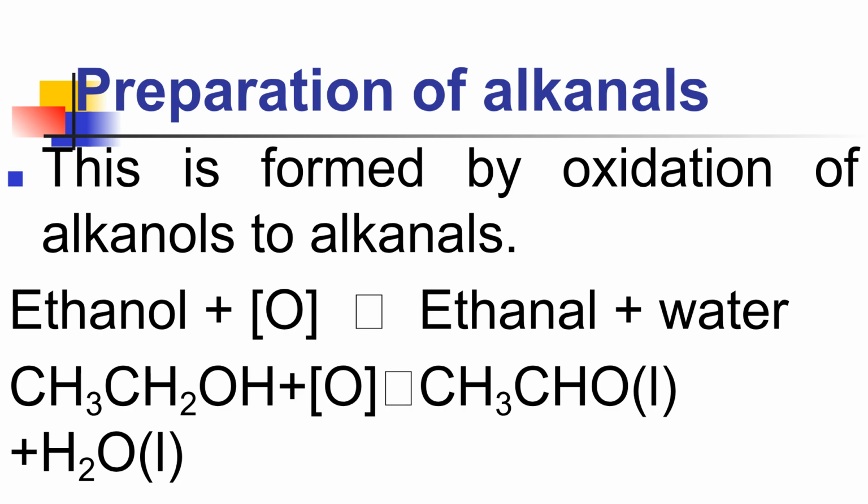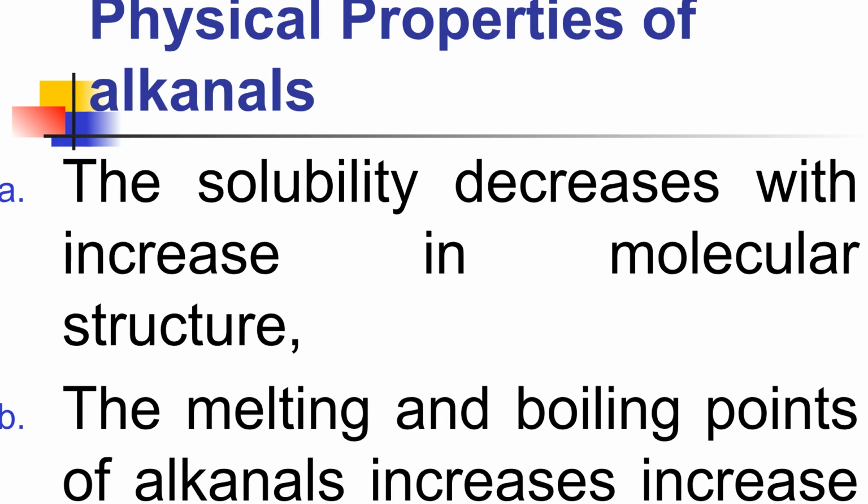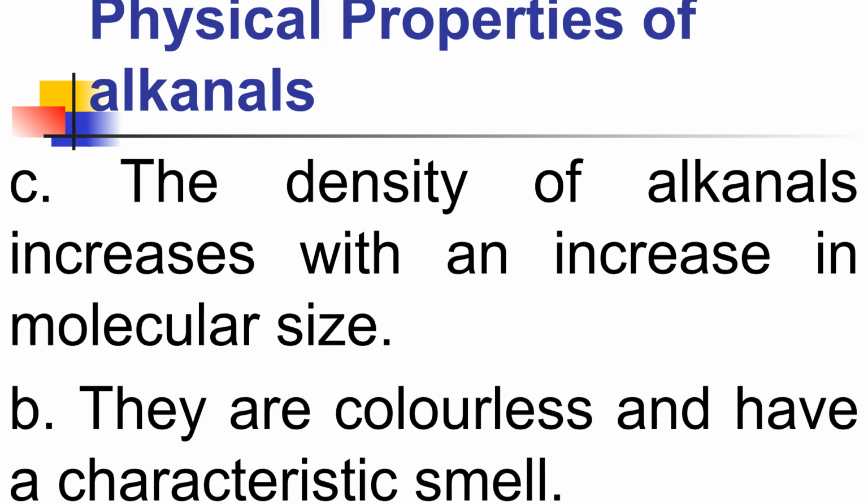Alkanals are prepared by oxidizing alkanols, using potassium permanganate as an oxidizing agent, as shown in the reaction for ethanol. Regarding physical properties, solubility decreases with an increase in molecular size, while melting and boiling points increase with relative mass. Additionally, the density of alkanals increases with molecular size. They are colorless and possess a characteristic smell.